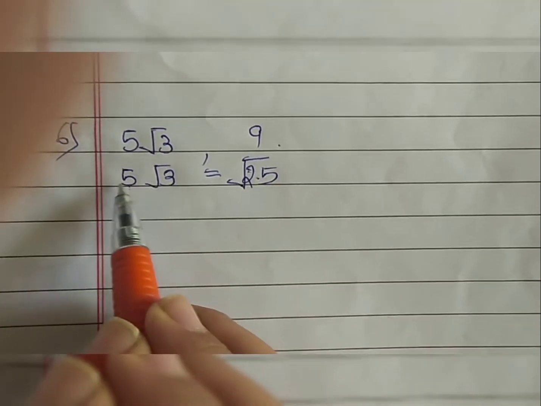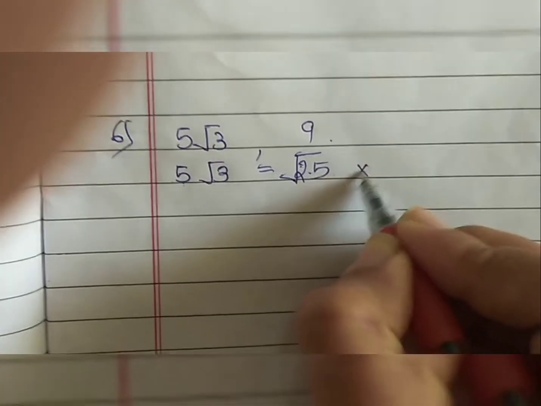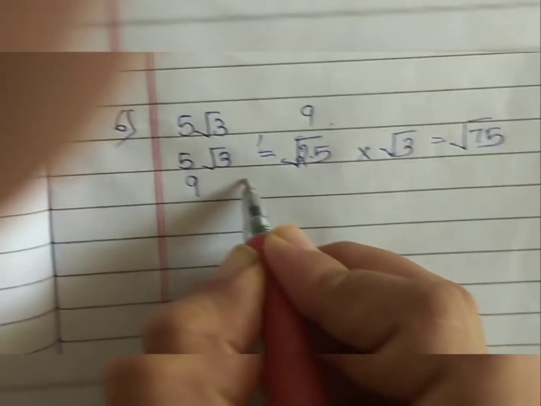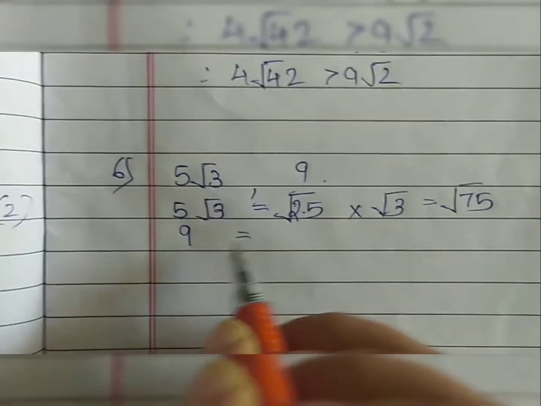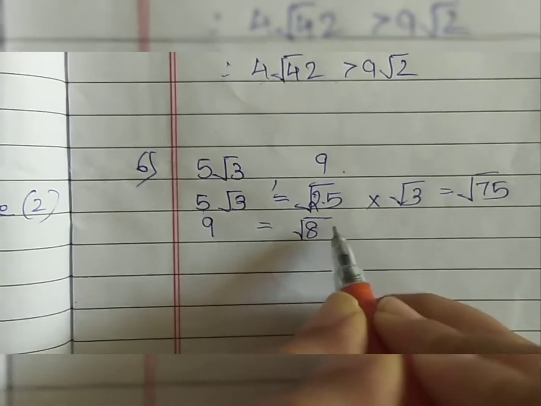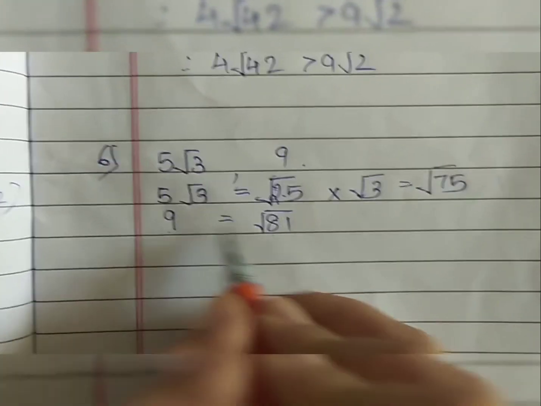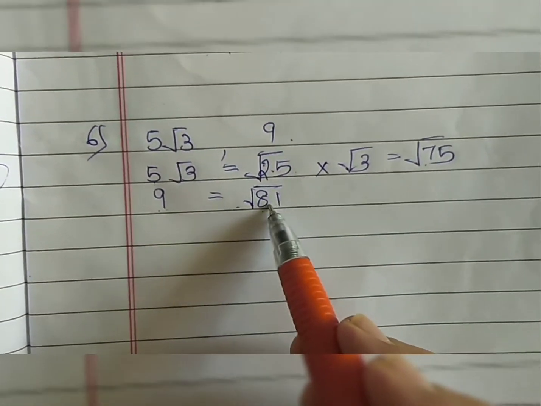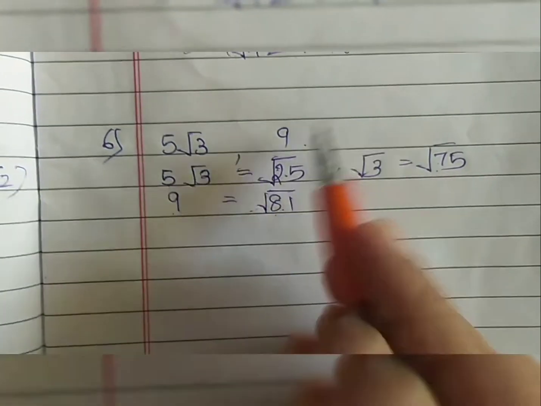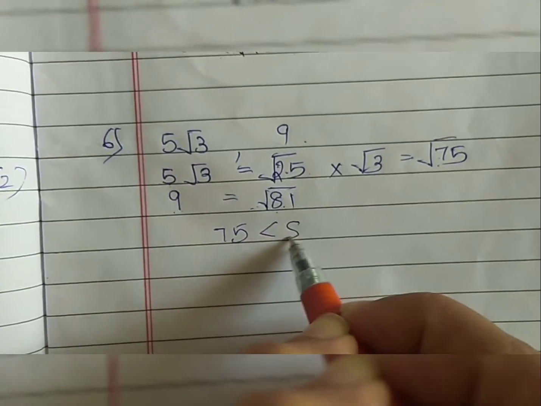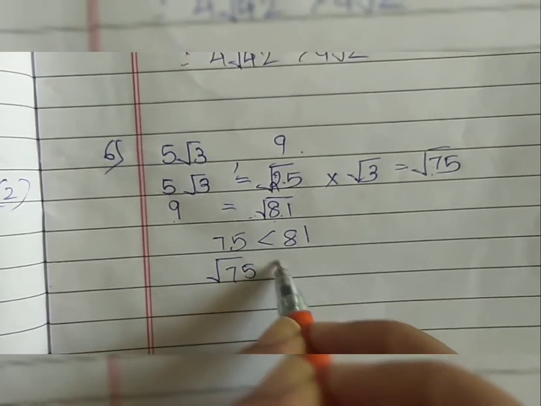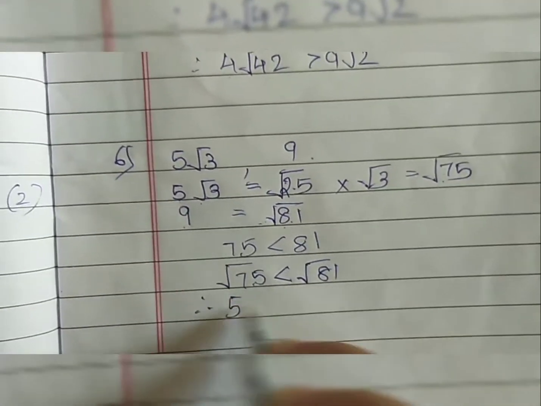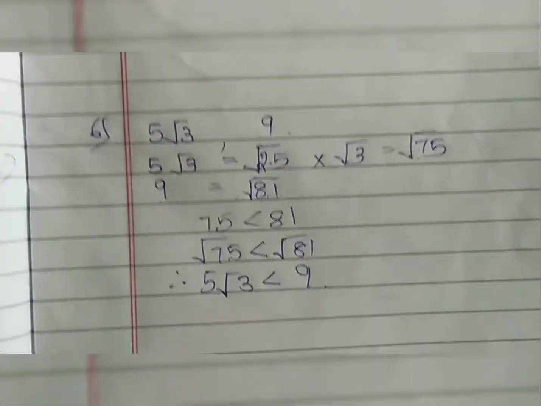The square root of 25 will give you 5, multiplied by root 3, which will give you root 75. Then we have this 9 as a whole number. If you put this 9 into a radical sign, the square of 9 is 81, and the square root of 81 is 9, so both are equal. Now we have root 75 and root 81. Now we'll compare both. 75 is smaller than 81. Therefore root 75 is smaller than root 81. That means 5 root 3 is less than 9.